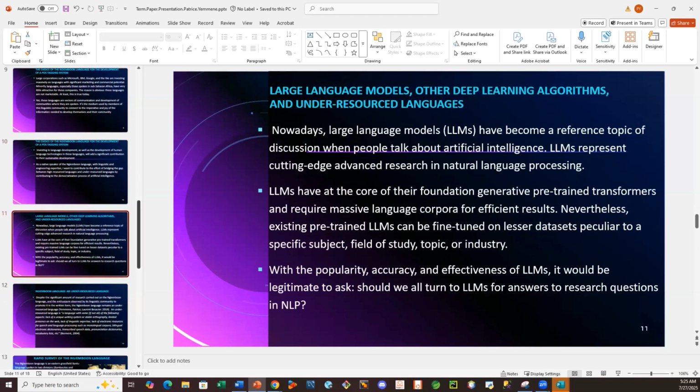Now, with research like this one, someone may wonder, can we not just take advantage of large language models and fine-tune them to see if we can get the result that we want? The truth is that nowadays, large language models have become a reference topic of discussion when people talk about artificial intelligence. They do represent cutting-edge advanced research in natural language processing.